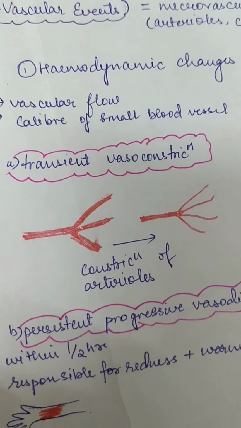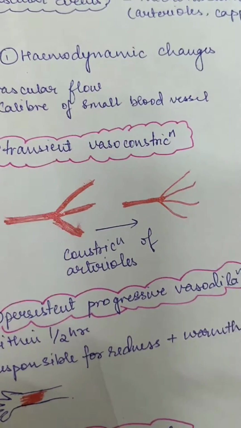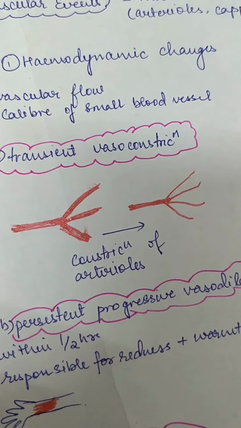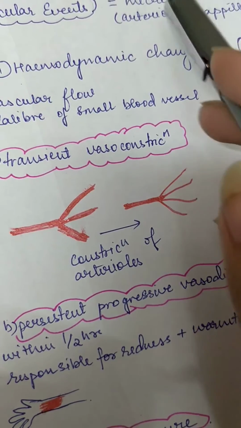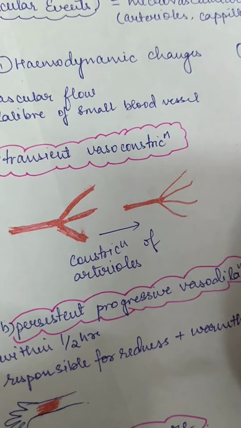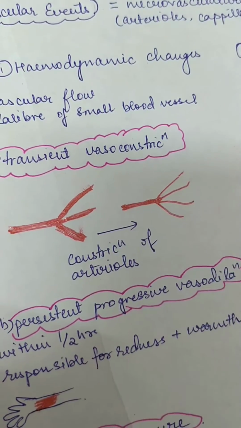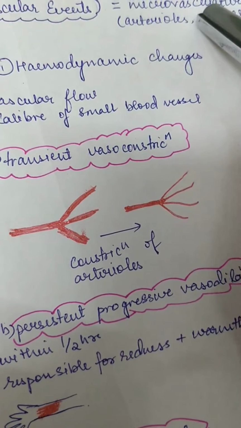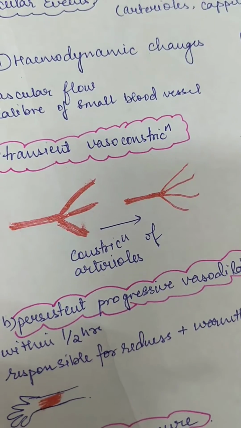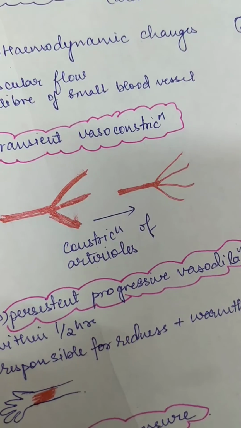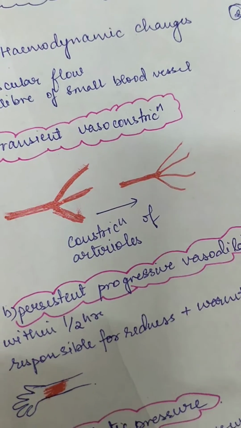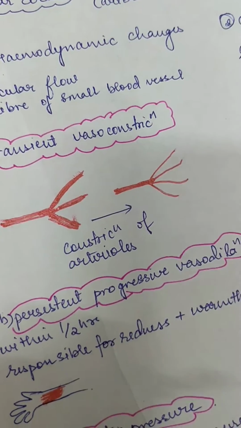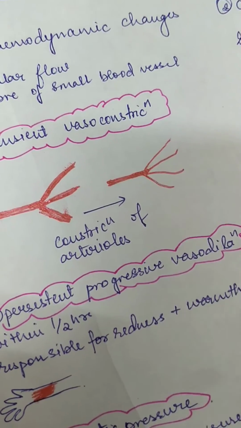We are doing acute inflammation. Firstly, vascular events. The vascular event is actually microvasculature alteration. Micro means at a smaller level, vasculature means vascular things, blood vessels, and its alteration. That is, you can see in the bracket it's written arterioles, capillaries and venules.